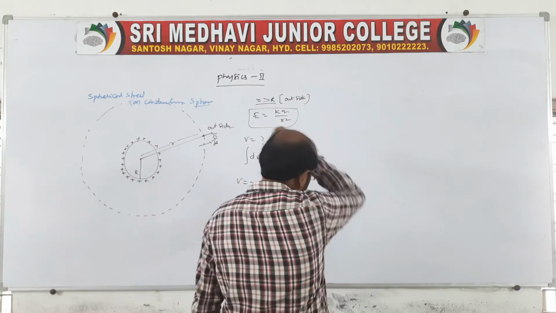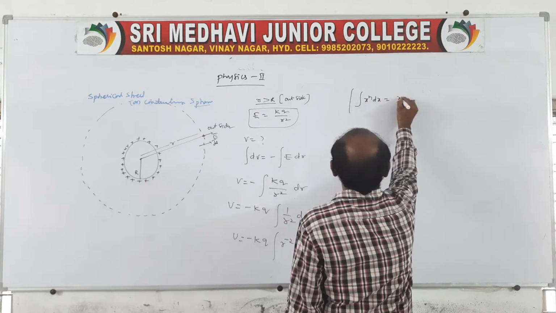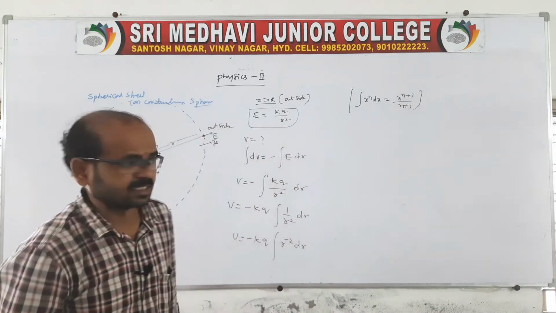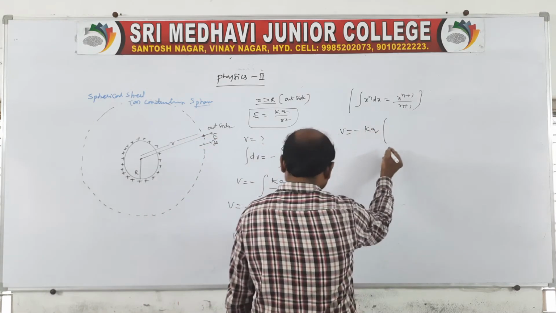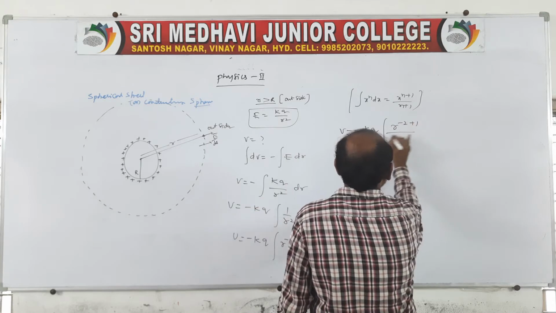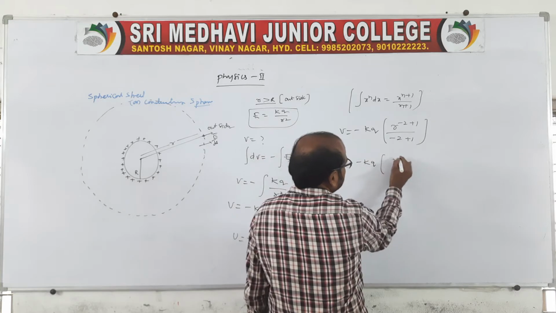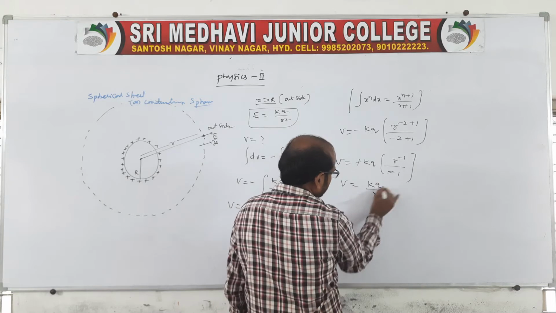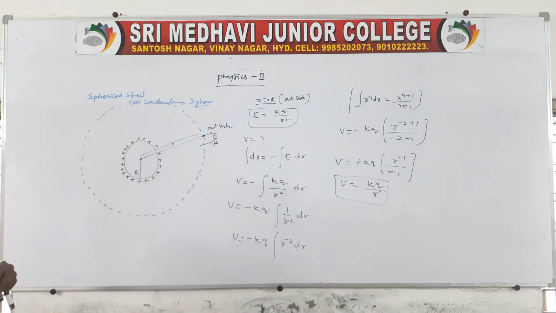Then for the method of integration, there is a formula: integral of x power n dx is x power n plus 1 by n plus 1. It is an integration identity. Here also we apply the same thing: minus kq, r power minus 2 plus 1 by minus 2 plus 1. So V is equal to minus kq into r power minus 1 by minus 1. You cancel the minus signs, and V is equal to kq by r. This is outside the spherical shell or conducting sphere. Clear?